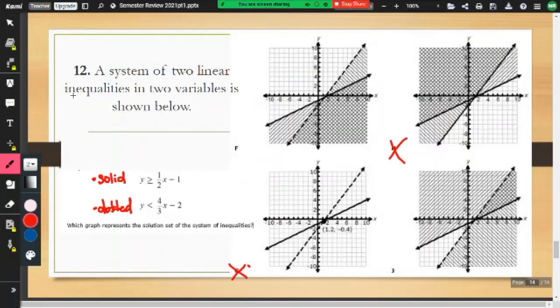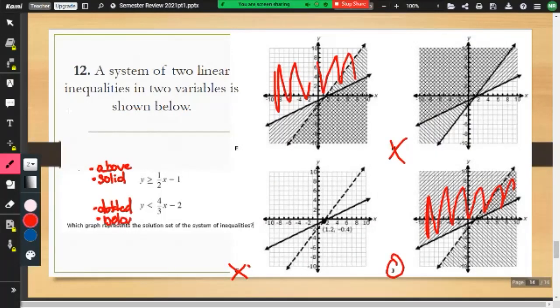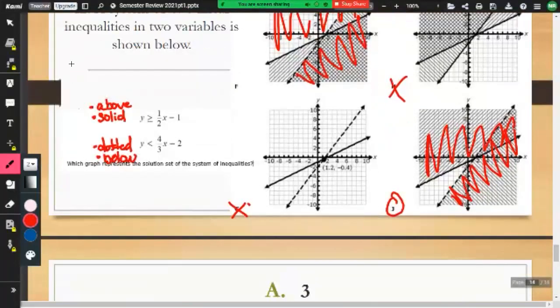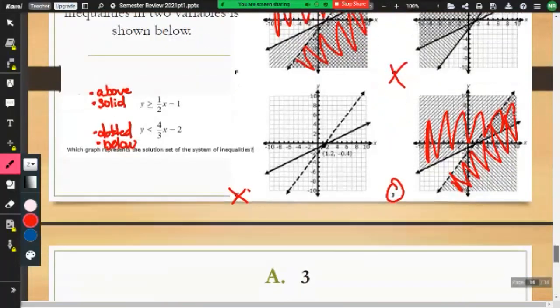The solid line has to be shaded which way? Above. So I look for my solid line, shade above, doesn't match. I look for the solid line, shade above, there it is, match. Dotted line, shaded below. I look for my dotted line, it is shaded below, but obviously the solid line doesn't match. Dotted line, shaded below, match, match. J. Got it? These are solid, so just make sure they're solid.